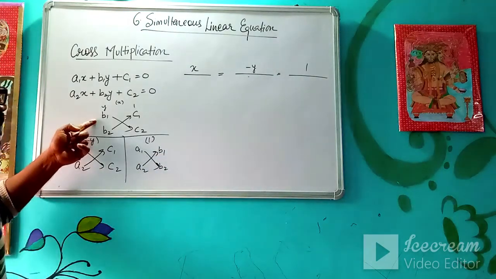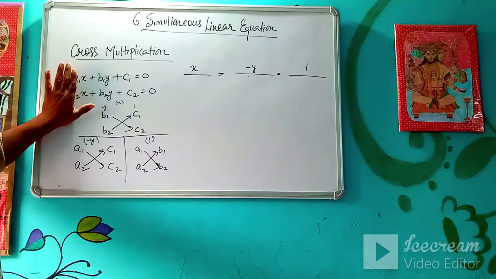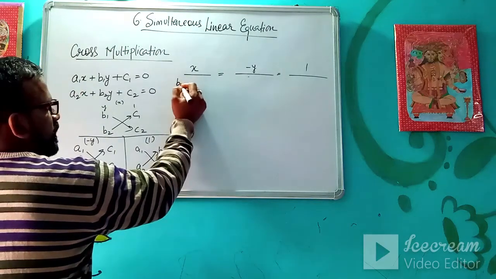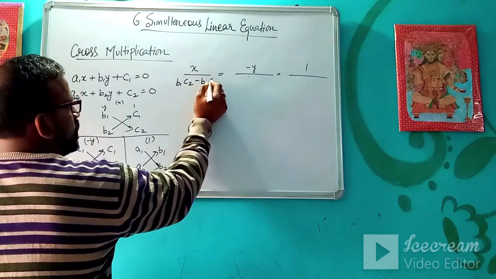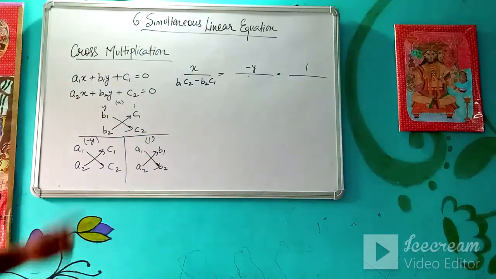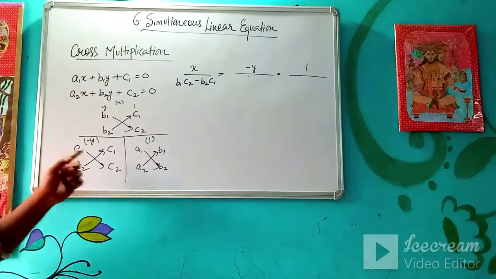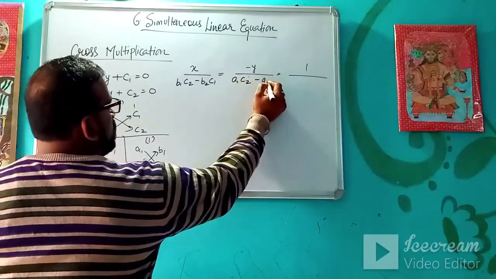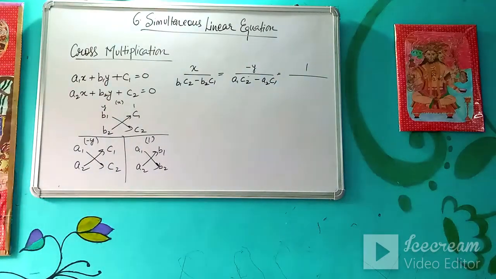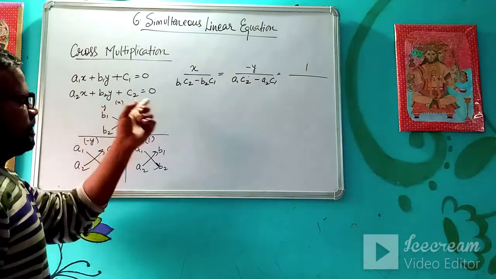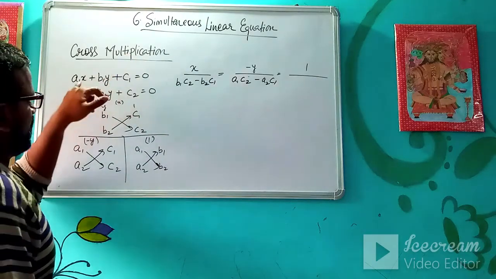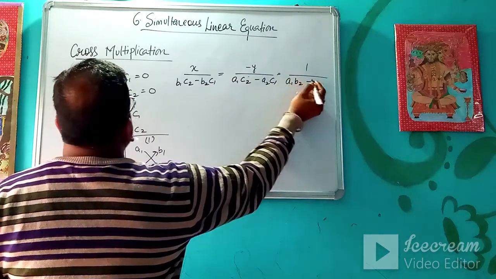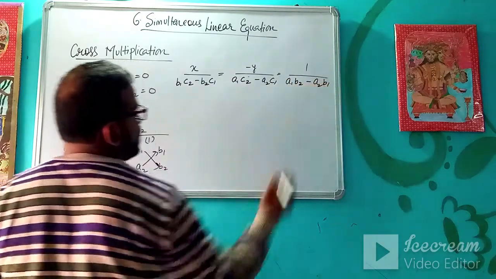So when I find the value of x, I will hide the coefficients of x, and this is how I will get b1 c2 minus b2 c1. Then for finding the value of minus y, it will be a1 c2 minus a2 c1. Then for finding the value of the constant term, I will hide this and multiply these coefficients. So it will be a1 b2 minus a2 b1.